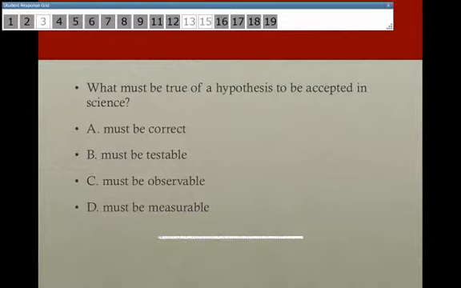What must be true of a hypothesis to be accepted? Well, I feel like all of those are correct.